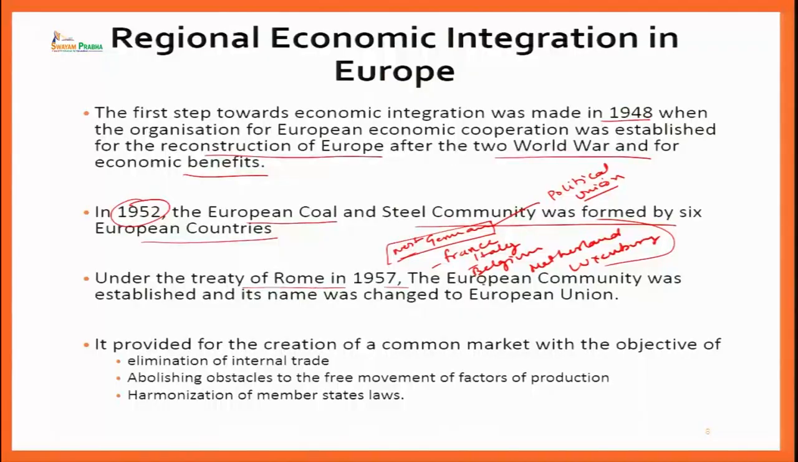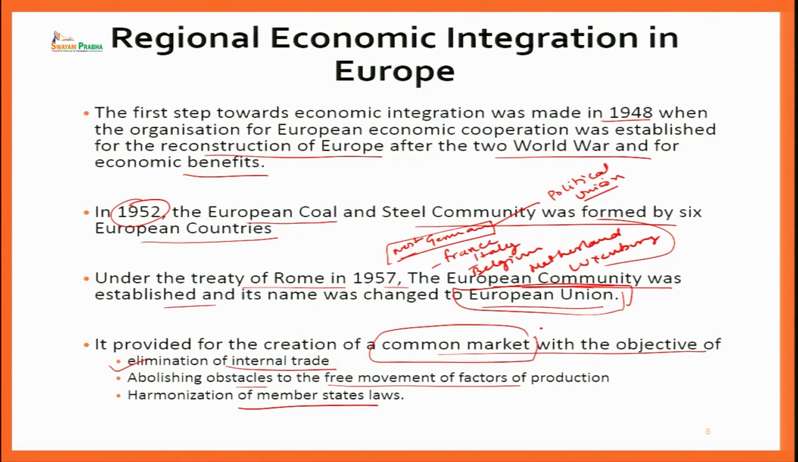Under the Treaty of Rome in 1957, the European Community was established, and this European Community was later known as the European Union. It provided for the creation of a common market with the objective of elimination of internal trade barriers, abolition of obstacles, free trade movement, that is, free movement of factors of production, and harmonization of member state law. These were the three essential basic objectives before the formation of the European Union or European Community, and this comes under the common market slab.